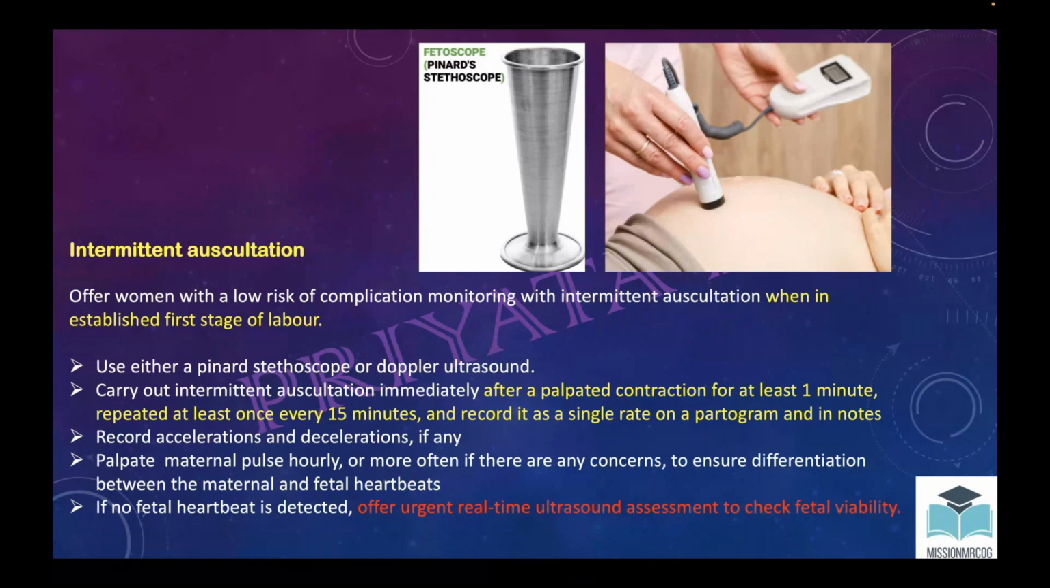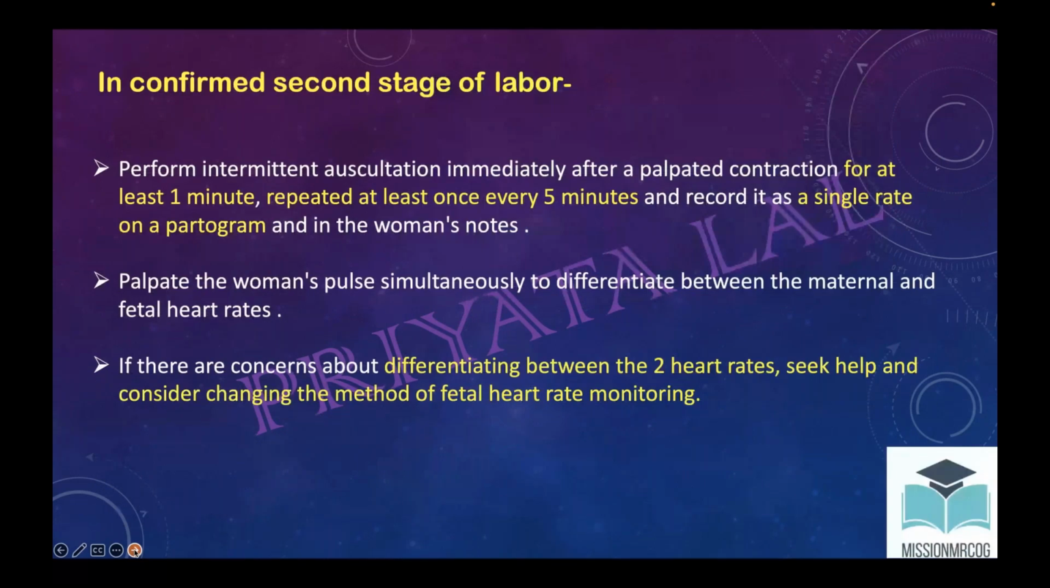Now, coming to the second stage of labor. We already know this from the previous guideline also. Again, after a contraction has passed, for 1 minute, the fetal heart is recorded, but here it will be every 5 minutes. So, in the first stage of labor, every 15 minutes we are looking at the fetal heart, and in the second stage of labor, we are looking every 5 minutes.